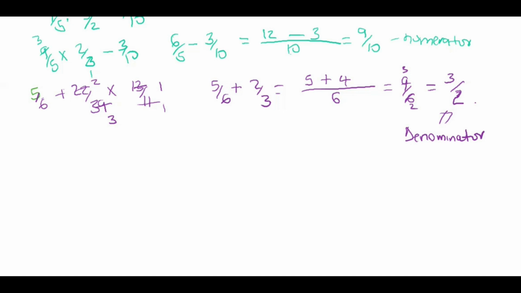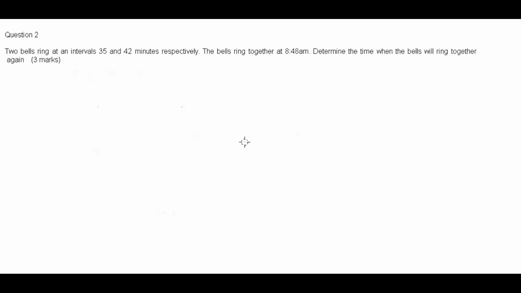So writing our numerator 9/10 over denominator 3/2, this can also be written as 9/10 times 2/3. When you work this out, 3 goes into 9 three times, 2 goes into 10 five times. So you are left with 3/5. This is your answer.